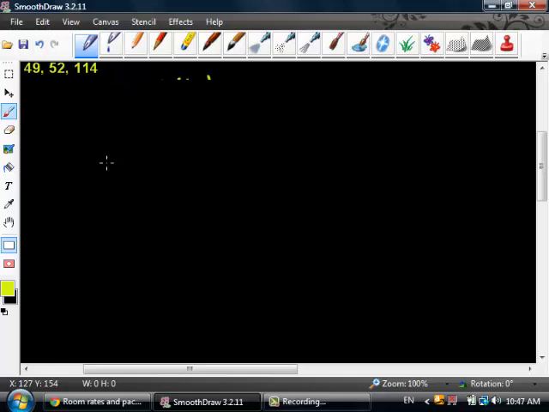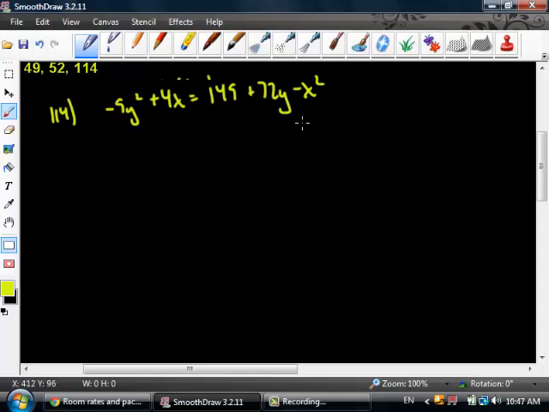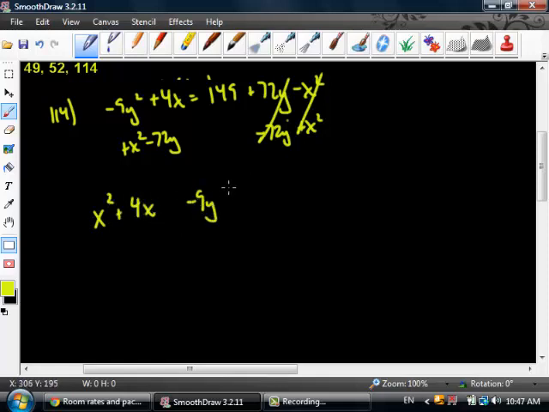All right, let's take a look at some of the questions here. I'll move backwards, starting from 114. Okay, so we're doing a hyperbola. So this is −9y² + 4x = 149 + 72y − x². What I'm going to do is add x² to both sides and subtract 72y from both sides. At the same time, I'm going to rearrange everything. So this is going to be x² + 4x − 9y² − 72y = 149.